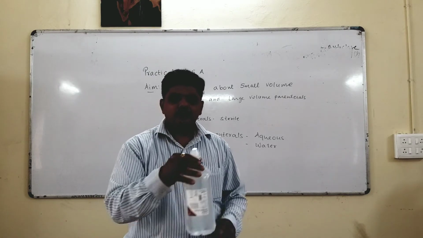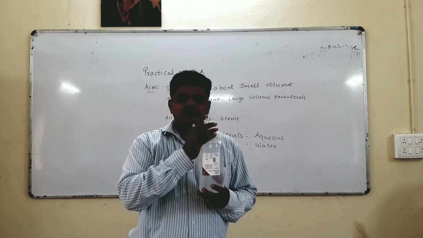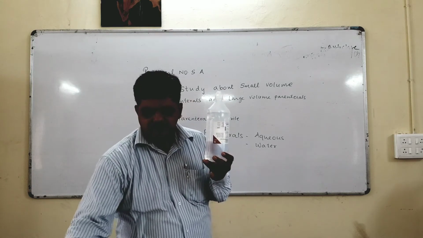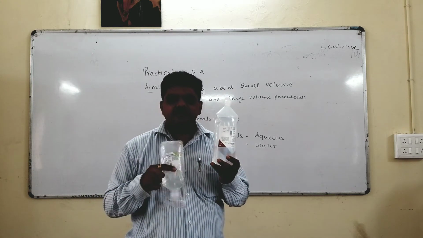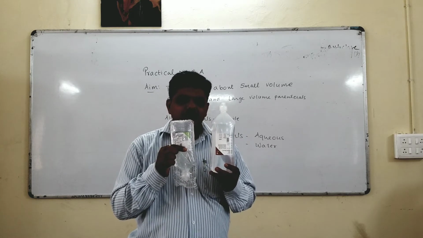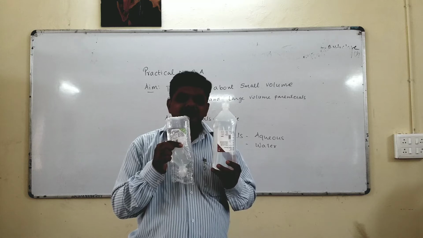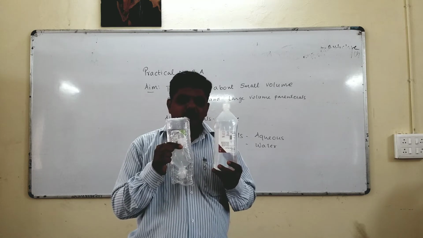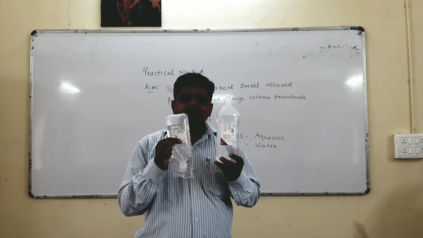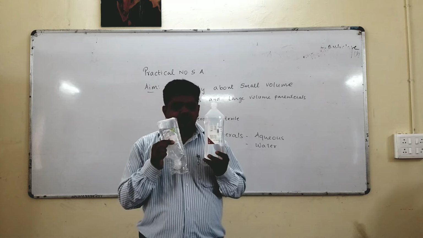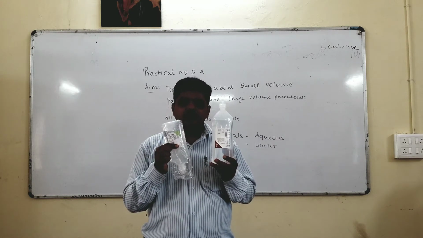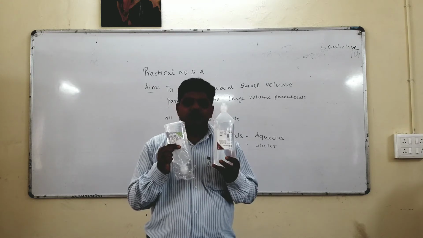Here I have a specimen of a large volume parenteral. You might have seen this in the hospital. You call it a glucose bottle or normal saline bottle, right? So these are the large volume parenterals meant for IV administration, and they are known as transfusion fluid.